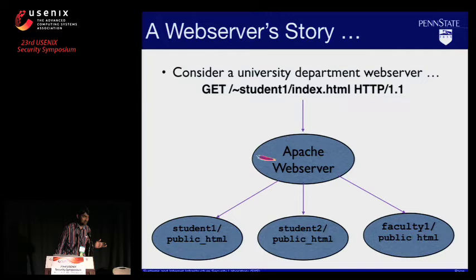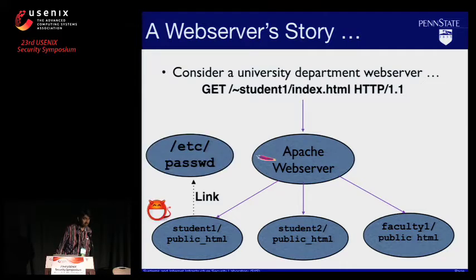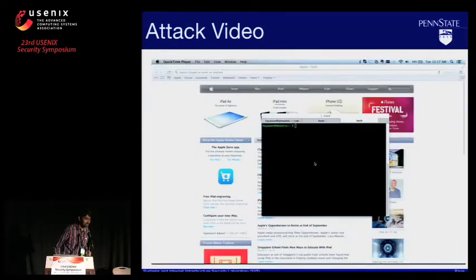Now suppose a student turns adversarial for some reason, and they want to get the password file on the web server. So what could they try to do? One possible way is to create a symbolic link from one of their pages to the password file, and then request one of their web pages and see if the password file is served instead. So in case you haven't guessed by now, the student who turned adversarial is myself, and we will see what happened.